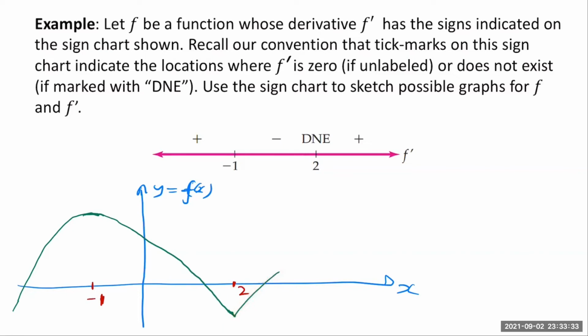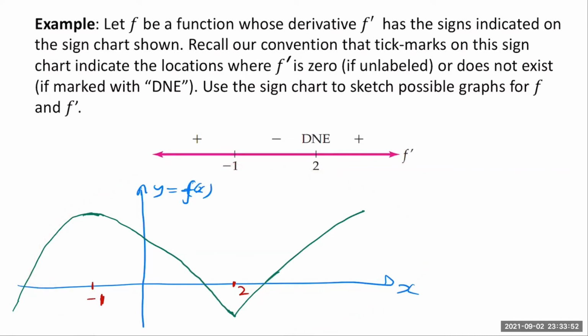Well, I know that between 2 and positive infinity, my derivative is positive. Derivative is positive means my function should be increasing like this. So that's why this is going up. Okay, this is a possible graph of f.